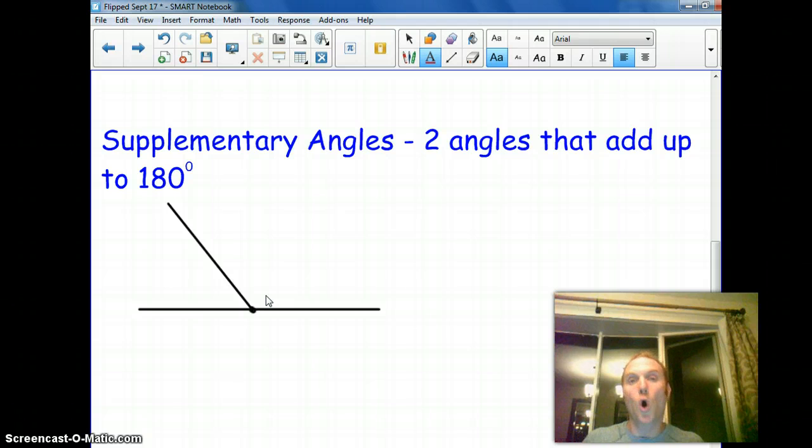True or false? Any two right angles are supplementary. Any two right angles. True. They're 90 degrees. 90 plus 90 equals 180. Good. Those are supplementary.